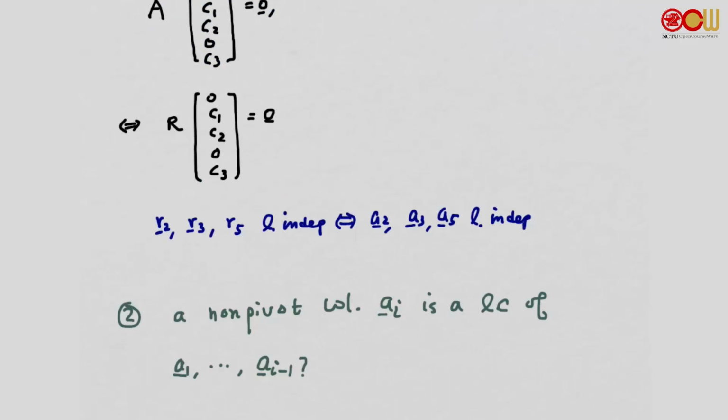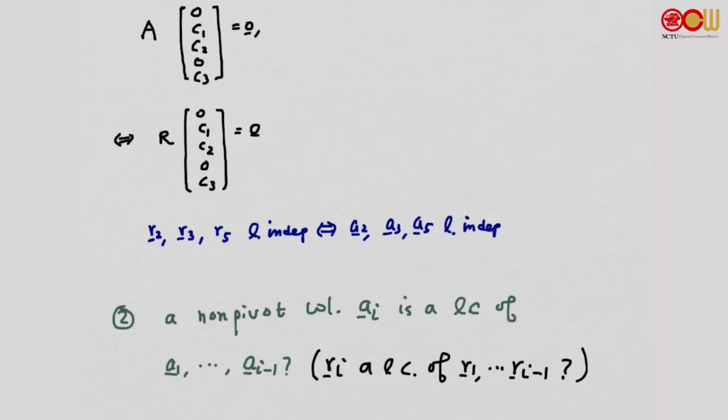Second question: suppose we have a column Ai that's a non-pivot column. Is it a linear combination of A1 to Ai minus 1? Instead of asking this question, we can also ask if Ri is a linear combination of R1 to Ri minus 1, because of the column correspondence property, these two are the same question. And because Ai is a non-pivot column, Ri is a column vector of R that does not contain a leading entry.